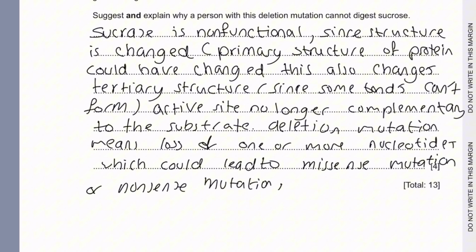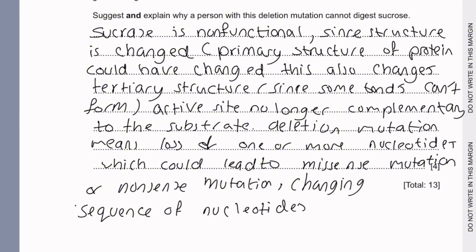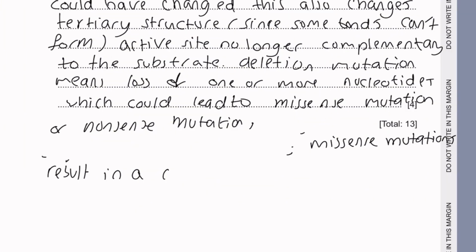Now that this mutation has happened, it's definitely changing the sequence of nucleotides. And obviously you can explain the missense and nonsense. Missense mutations result in a changed sequence of nucleotides. Again, I erased this so that the paragraph is more cohesive. Missense mutation results in a change in sequence of nucleotides.